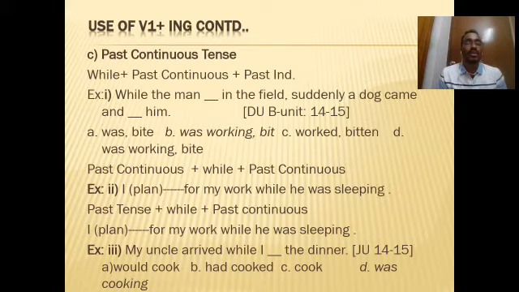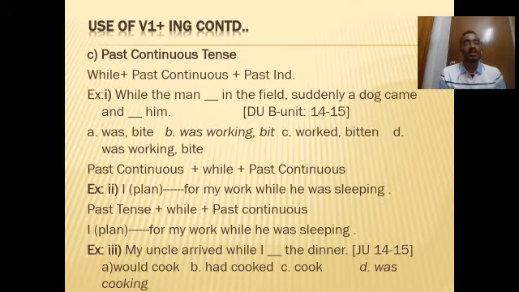In both clauses we can use past continuous tense when while is there as a conjunction. For example, I was planning for my work while he was sleeping. Another structure is that we can use past tense in the beginning clause, then the conjunction while, and then we will use the past continuous tense. I planned for my work while he was sleeping.